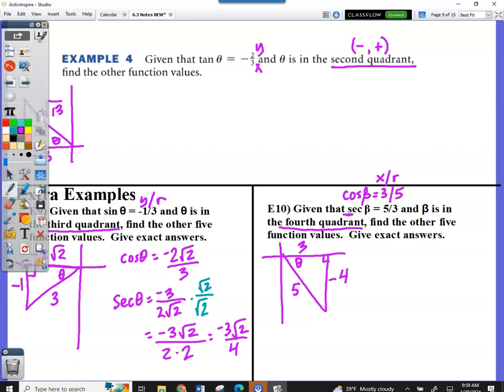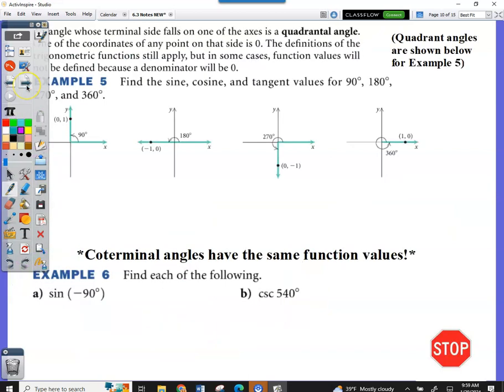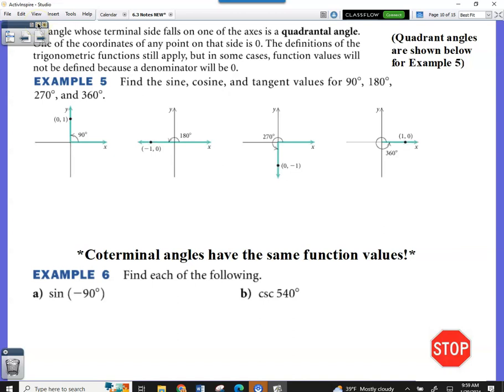It's what we've been doing, but this time it's the quadrantal angles. So it's a little awkward, but it actually should be easier. If you come over here to this slide, it says find the sine, cosine, and tangent values for 90, 180, 270, and 360. What makes these challenging is you want to go in and draw a triangle, but you can't because it's a quadrantal angle.